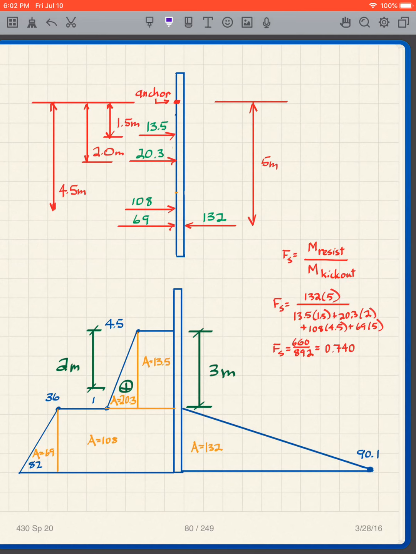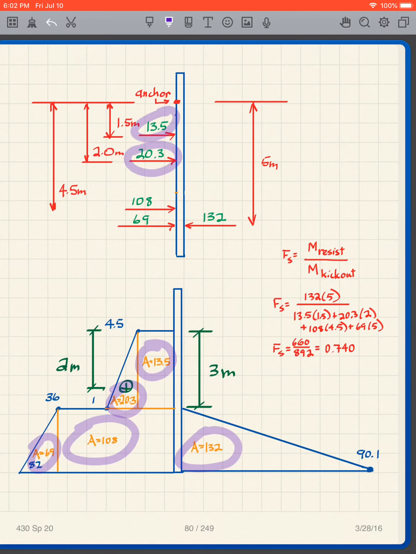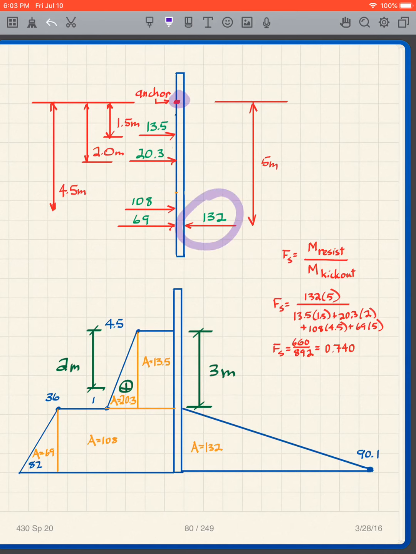And so I broke this up into these shapes, and we found the areas. The areas are given for each of these shapes. So there's 13.5, 20.3, 108, 69, 13.2, 13.5, 20.3, 108, 69, 13.2. So we use those areas, and now I'm going to use this free body diagram. Again, I'm going to take moments about the anchor point there. And so for my resisting, I have simply the 132 times 5 meters. That's the resisting.